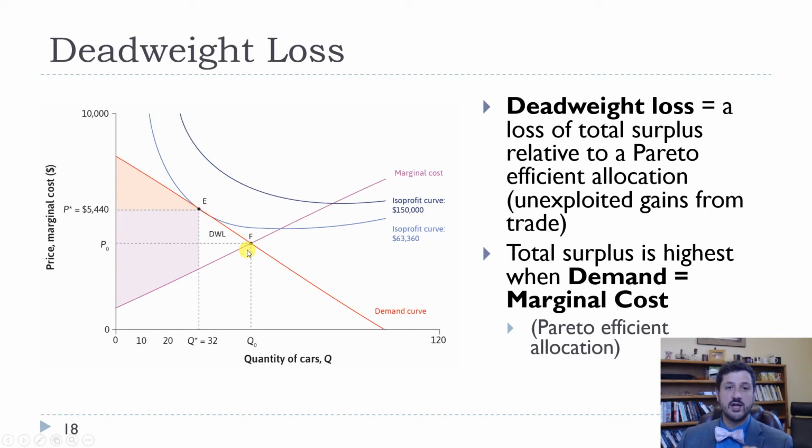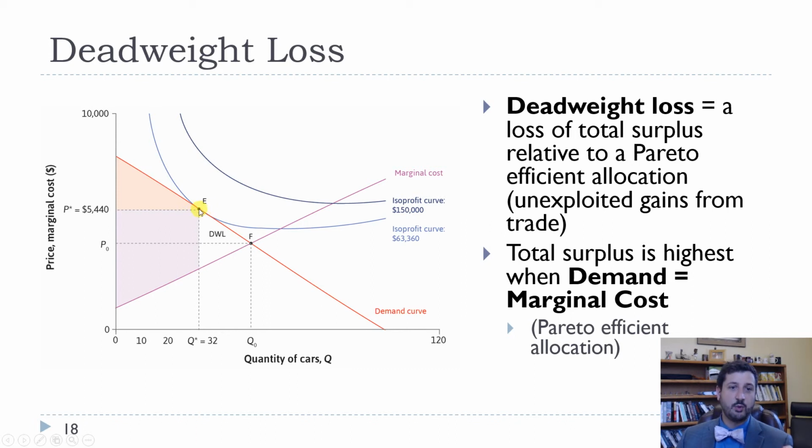We'll see in chapter 8 that under certain circumstances, we can actually get to point F, but they are not too realistic for many markets, right? Many markets are much more like this, in which case there is a deadweight loss. And so we call that deadweight loss, meaning that there are trades that could happen, but don't happen for whatever reason. And in this case, it's because firms have some market power.